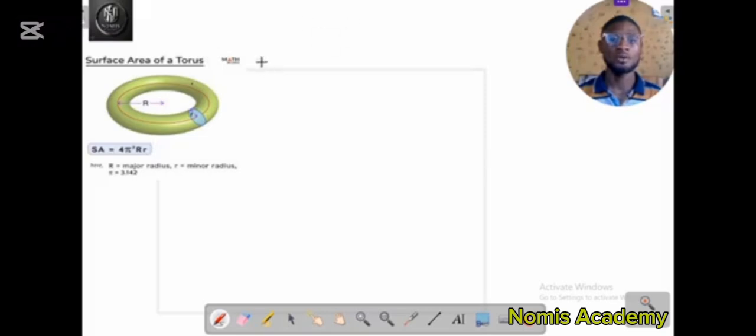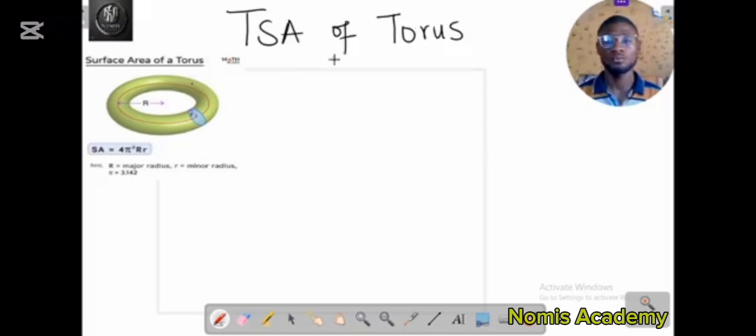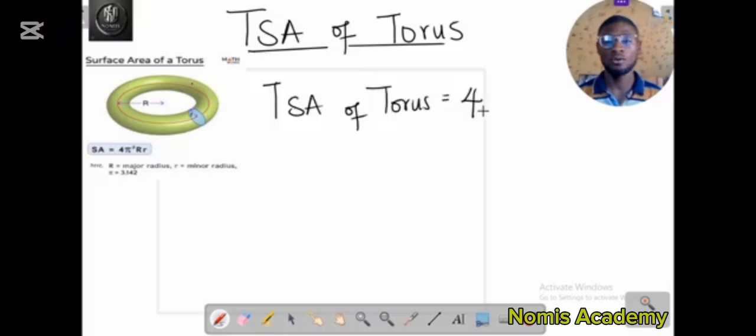So for us to calculate the total surface area of a torus, we need to consider this formula. Total surface area of torus is equal to 4 pi squared R.